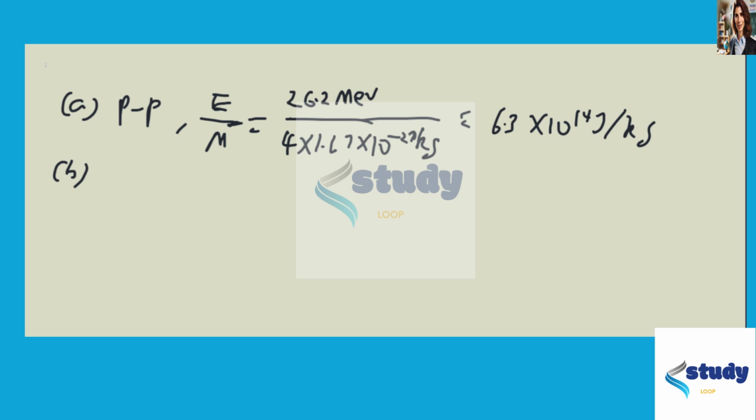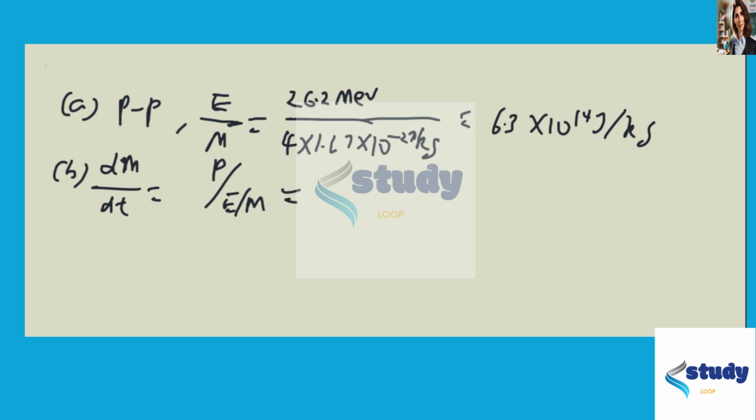And for part B, we want to know the losing rate of the mass. We already have the power. So basically, just the dm over dt equal to the power over E over m.